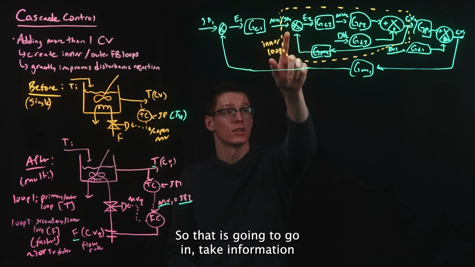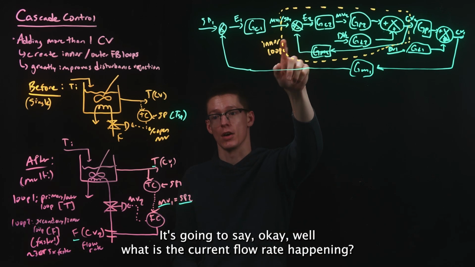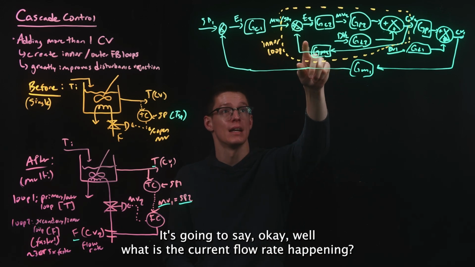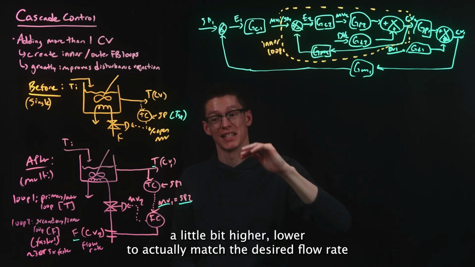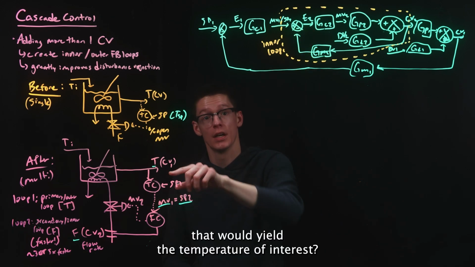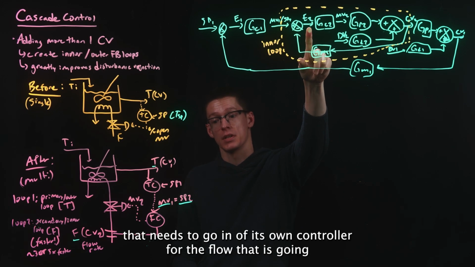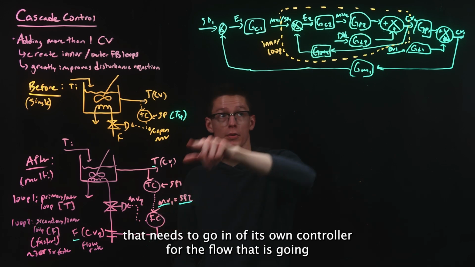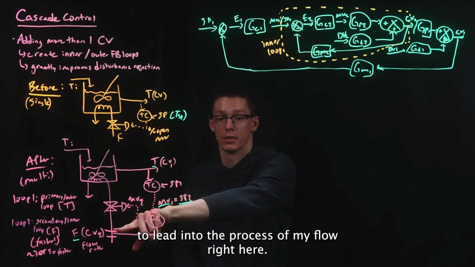So that is going to go and take information in about the current position of that process valve. It's going to say, okay, well, what is the current flow rate happening? And should that be manipulated a little bit higher or lower to actually match the desired flow rate that would yield the temperature of interest? And we go, okay, well, that's going to have its own error function that needs to go into its own controller for the flow. That is going to lead into the process of my flow right here.